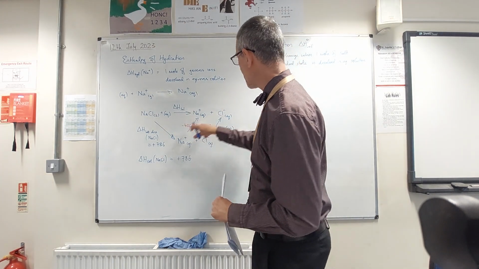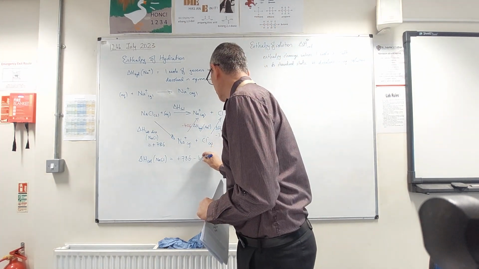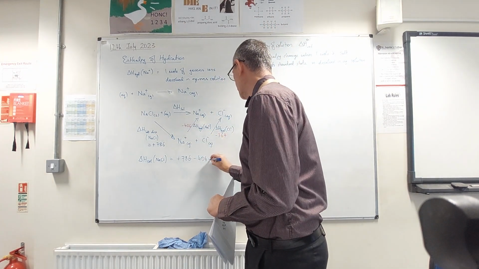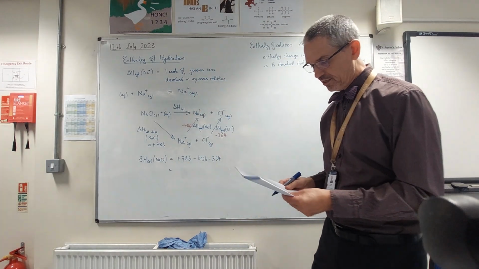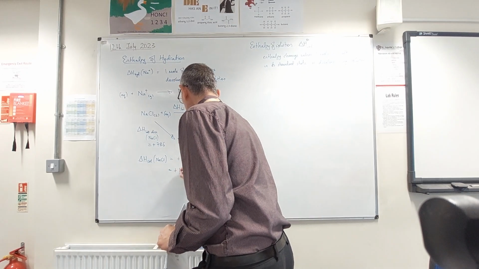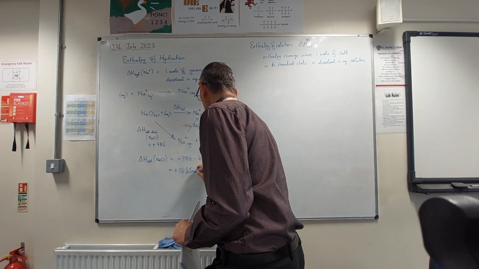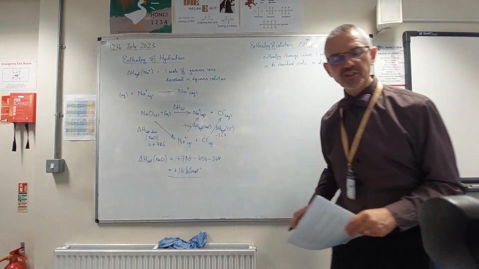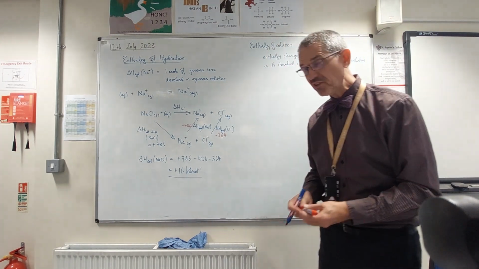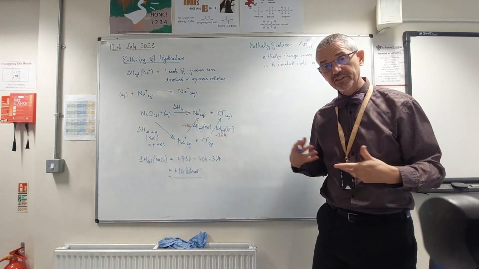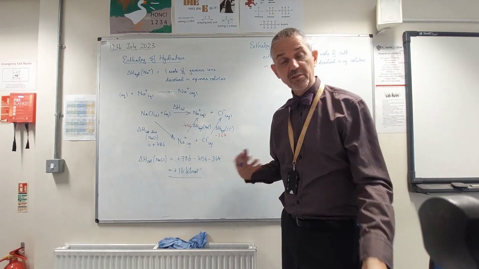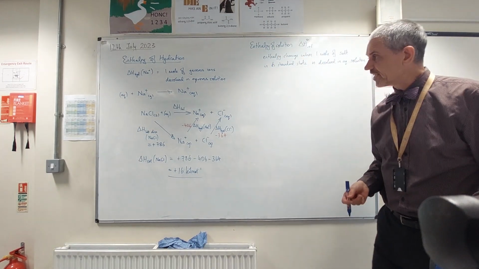And then we're going in the same direction for all the arrows, so all the signs will stay the same. Minus 406, minus 364. You can see how it almost cancels out. Plus 16. So it's a very small number. It's also a positive number, slightly endothermic. So if I dissolve sodium chloride in water, I'd expect it to get cold.